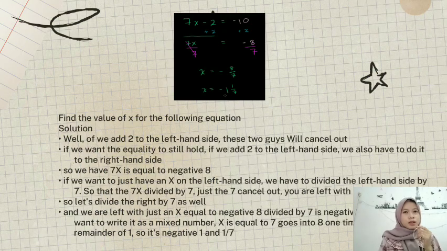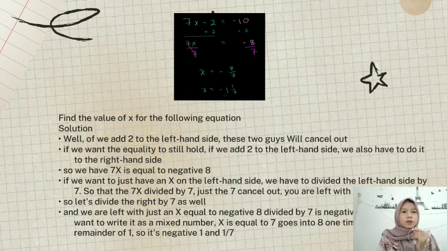For the second question, 7x - 2 = -10. Find the value of x for the following equations. Well, if we add 2 to the left hand side, these two will cancel out. If we want the equality to still hold, if we add 2 to the left hand side, we also have to do it to the right hand side. So we have 7x equals -8.